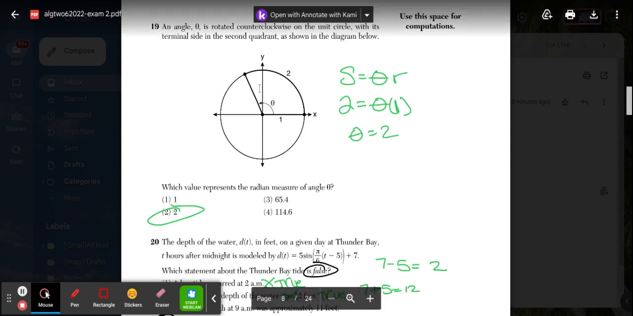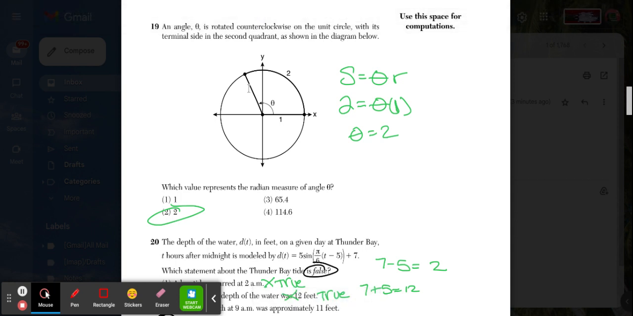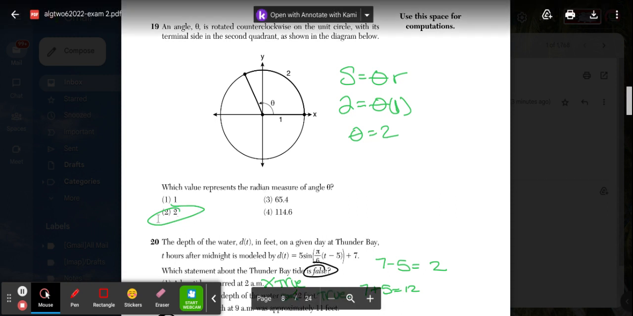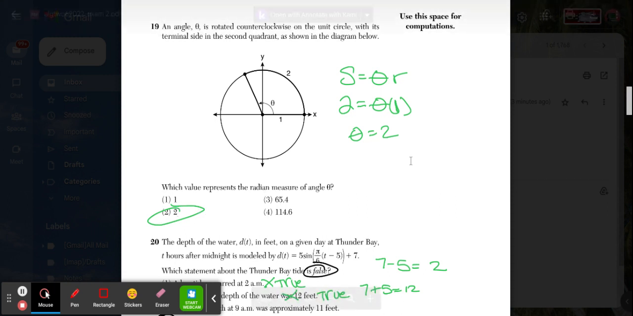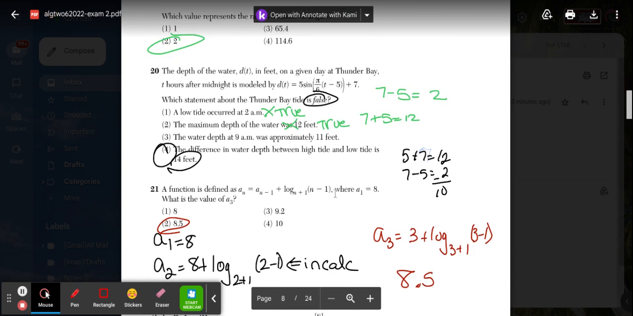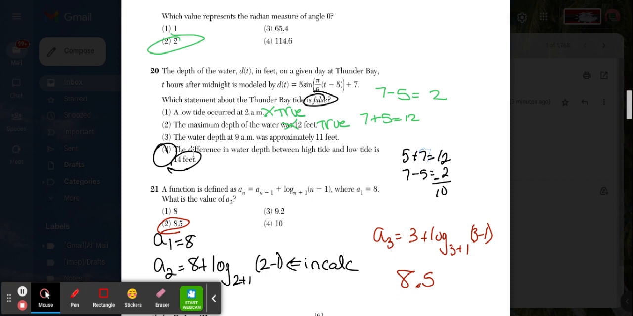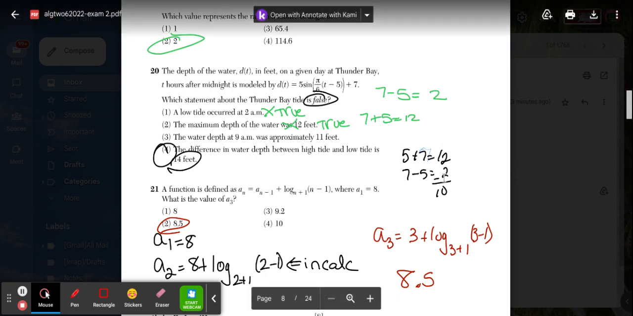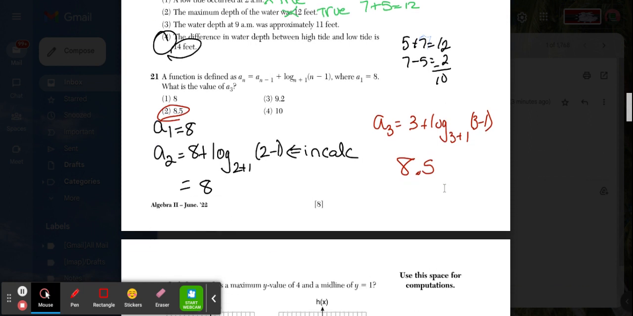Hopefully you see that the angle here is greater than 90 degrees. So you want a radian measurement that's bigger than 90 degrees. So looking at your answers, maybe that can help you narrow it down if you don't remember the SOAR formula. Number 20 is silly because it's asking for the false, so you have to actually go through all of them, and the last option is the only false one. The difference between low and high tide is only 10, not 14.